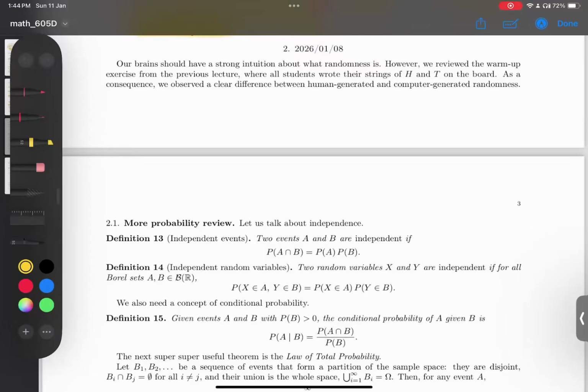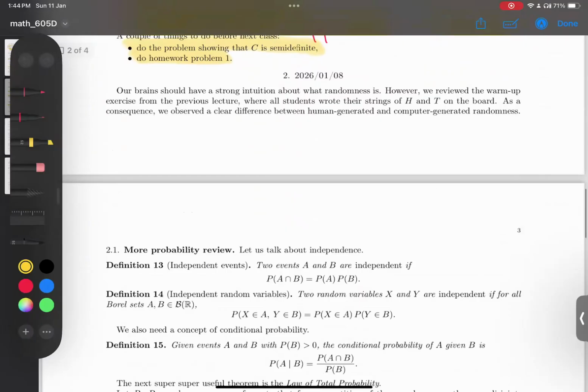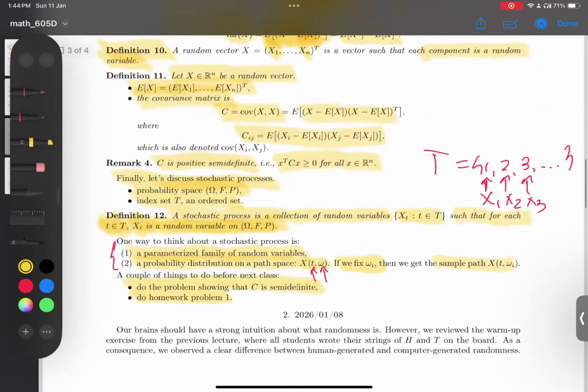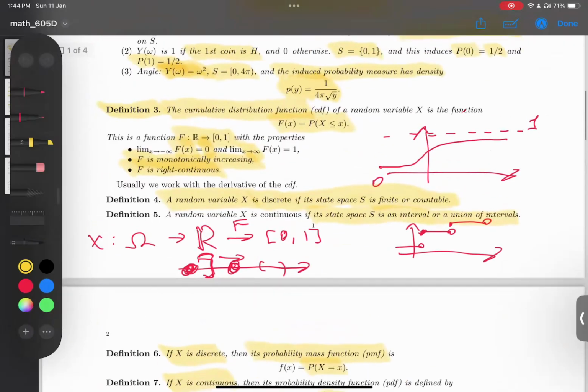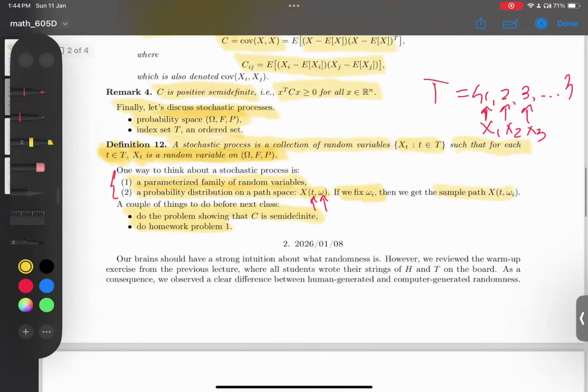In this video, I want to continue talking about applied stochastic analysis, where in the second lecture, we're going to talk about Markov chains. Previously, we reviewed the basic definitions of probability theory, which we're going to use throughout the entire course, and we introduced the stochastic process.